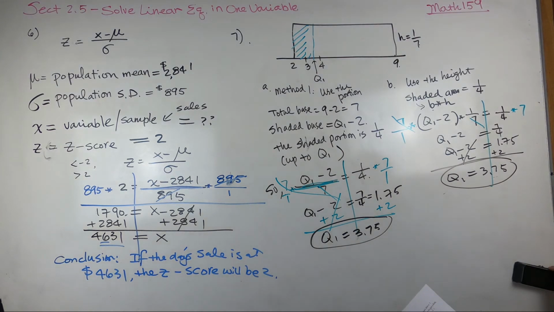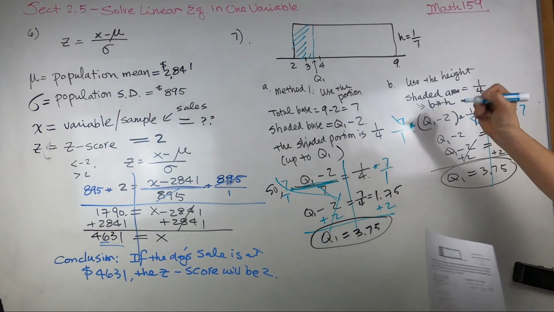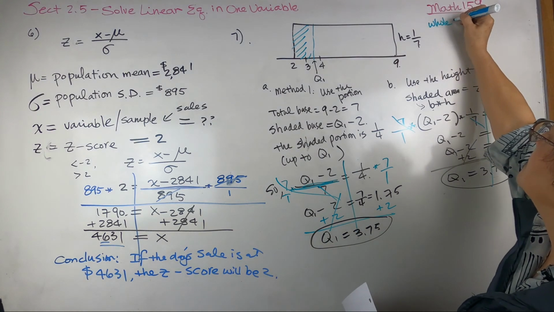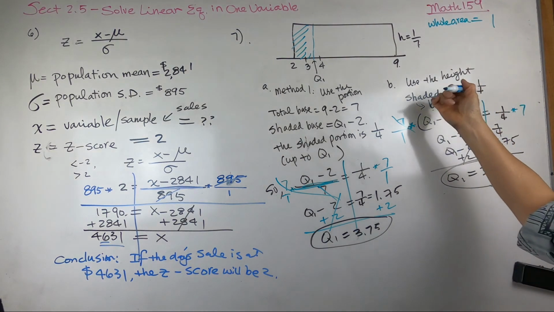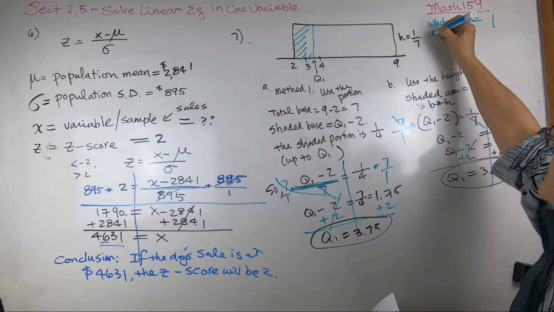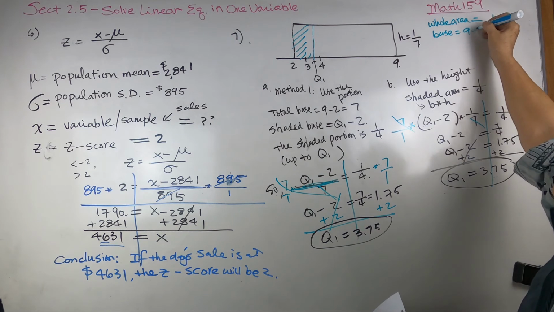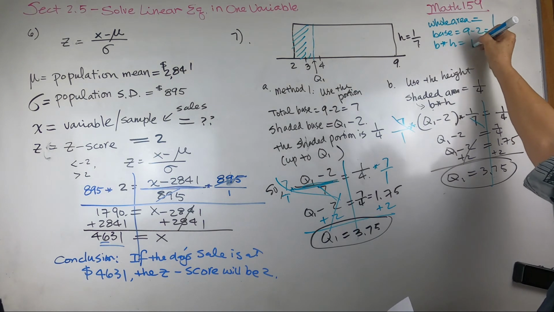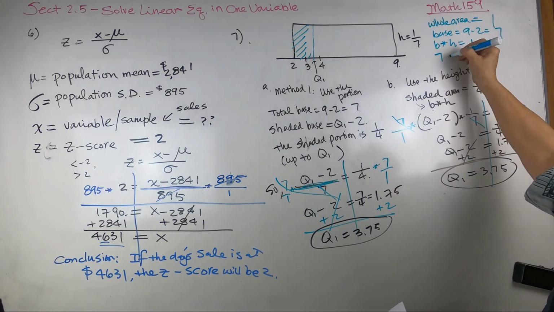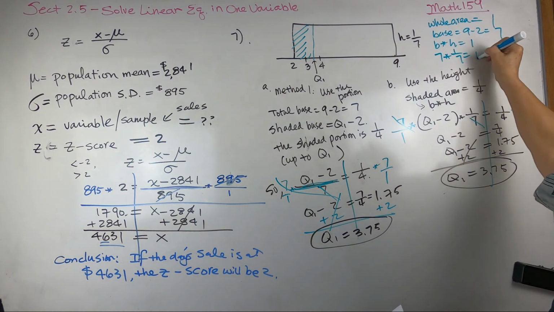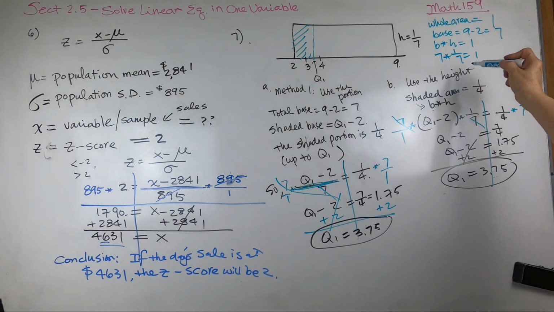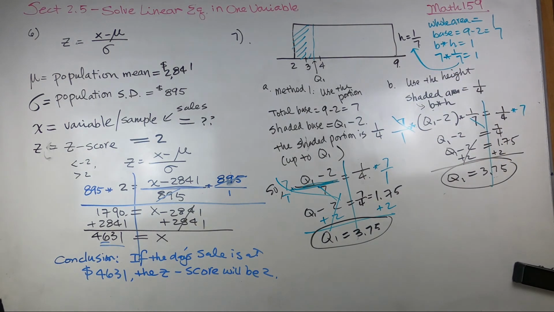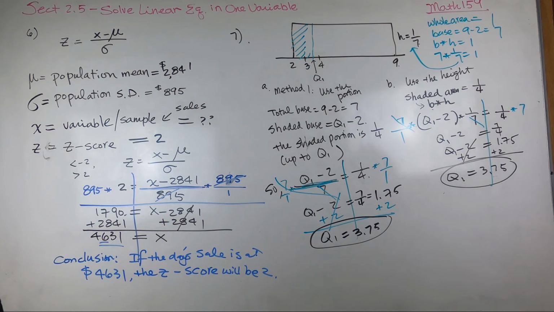Got the idea? The reason the height is 1/7 is because the whole area is 1, right? The base length is 9 minus 2, which is 7, right? So base times height is area. So your base is 7 times your height 1/7 is 1. That's why your height is 1/7. Got it?